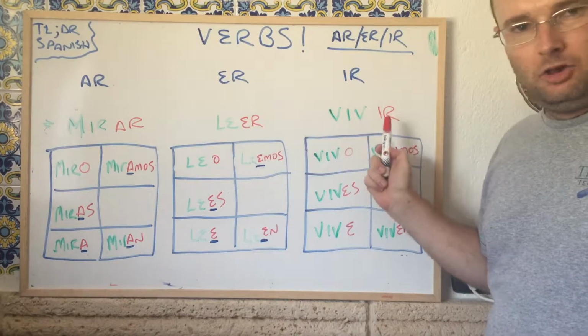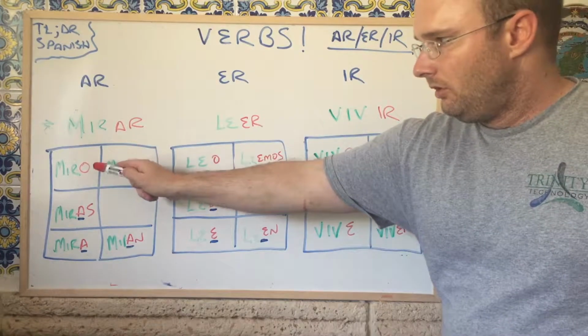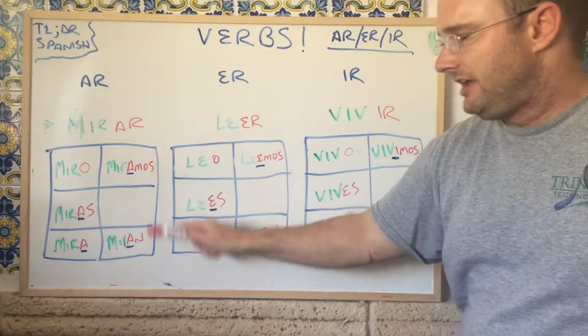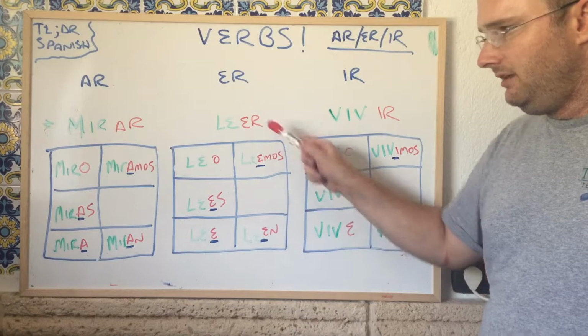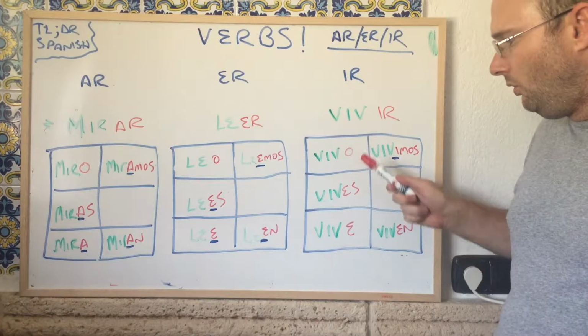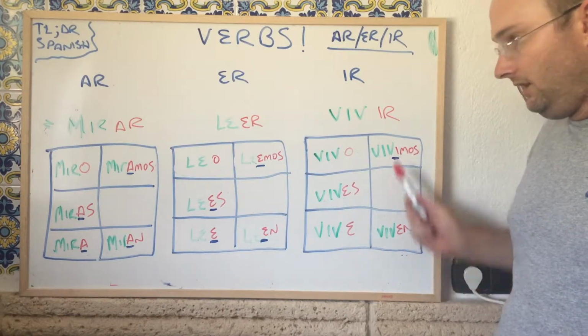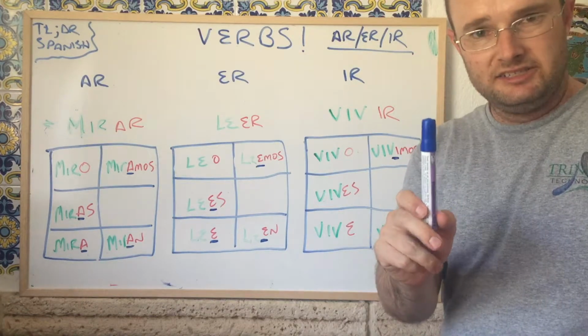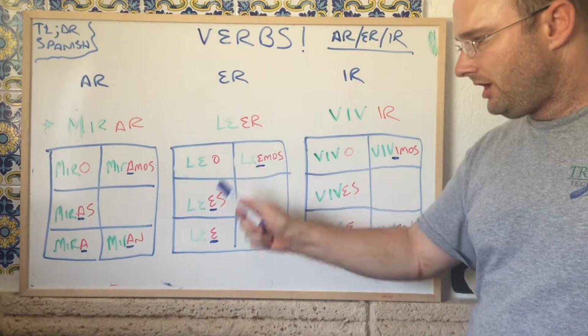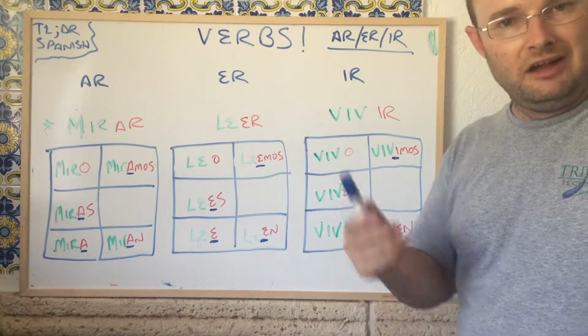There's a pattern in all of the endings. They go o, as, a, amos, an for AR, o, es, e, emos, en for ER, and o, es, e, imos, en for IR verbs. We created rectangles with six boxes to show what the different conjugations are depending on the subject that we want.